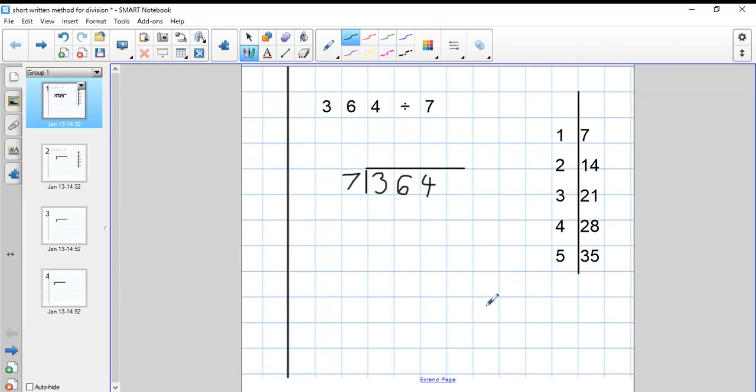In this video, I'm going to remind you how to use the short written method for division. You might call it bus stop division, but we know that we're using this method because we're dividing by one digit.